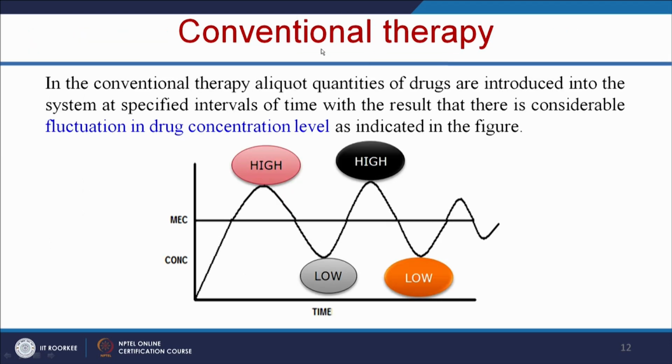So, let us see what is the drawback of conventional therapy. In the conventional therapy, you will be using a particular concentration of drug, and that drug will be taken at specified intervals of time. Due to this, there will be a fluctuation in the drug concentration level. You can see here, the concentration of drug is going high and low.